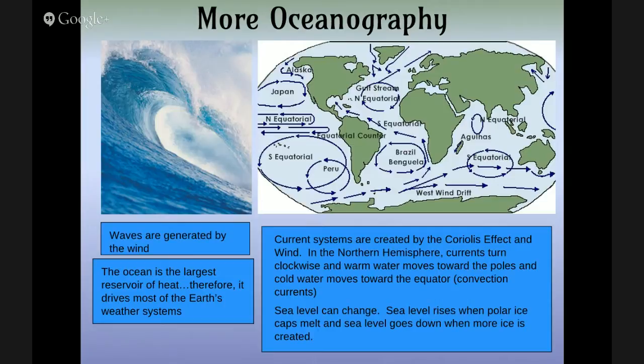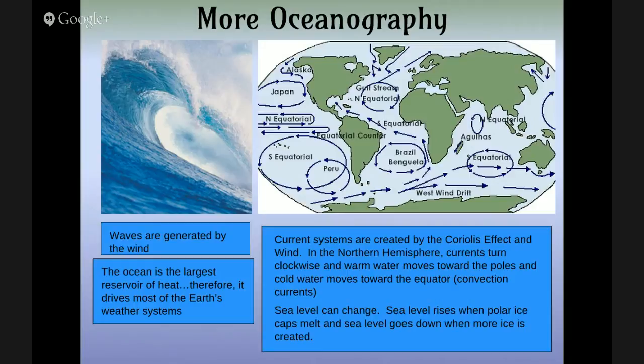Then also take a look at this map here. Current systems are created by the Coriolis effect. We know that the Coriolis effect is caused by the spinning of the Earth and wind. In the northern hemisphere, currents turn clockwise and warm water moves towards the poles, and cold water moves towards the equator. And this is convection currents. Convection currents should sound familiar because we also talked about convection currents that happen in the mantle.